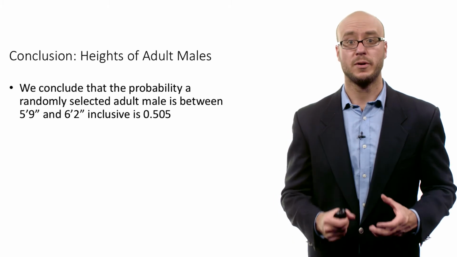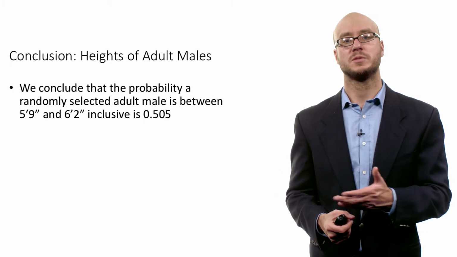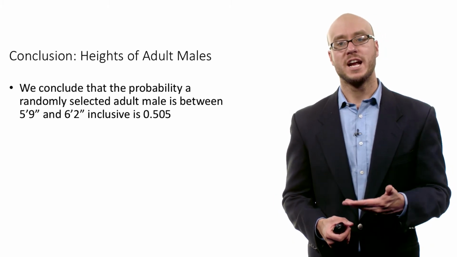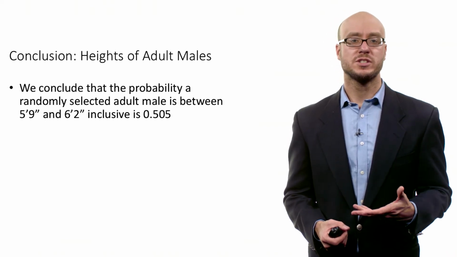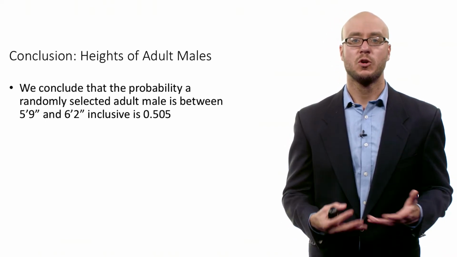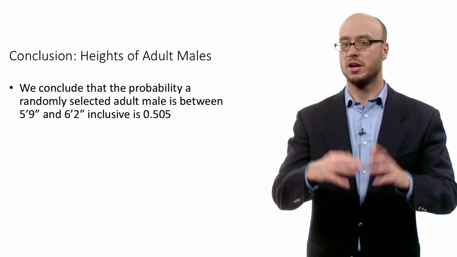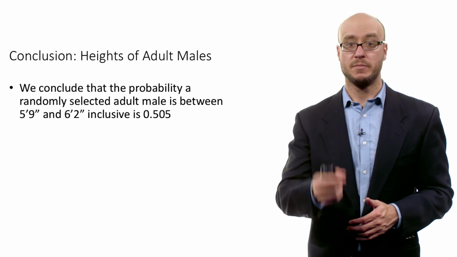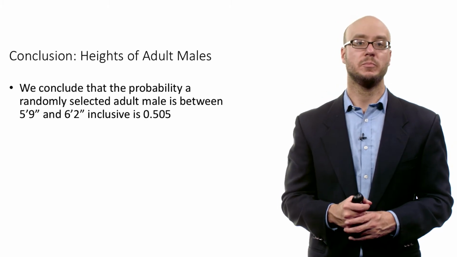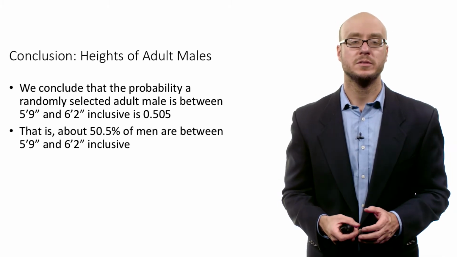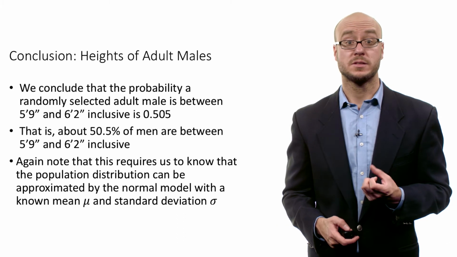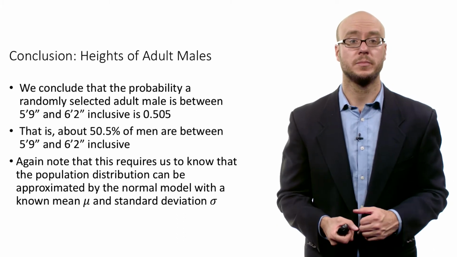And we conclude that the probability that a randomly selected adult male is between 5 foot 9 inches and 6 foot 2 inches, including those two endpoints, is about 0.505. So about 50%. We'd expect half the time that if we randomly selected an adult male, they're going to be between those two heights. So that's a pretty big chunk of the population.